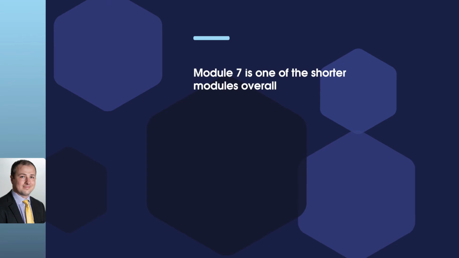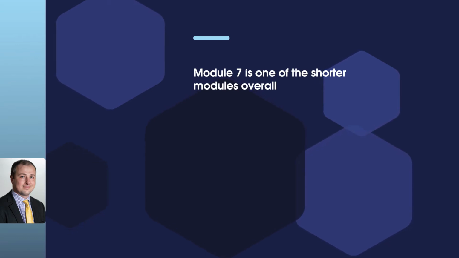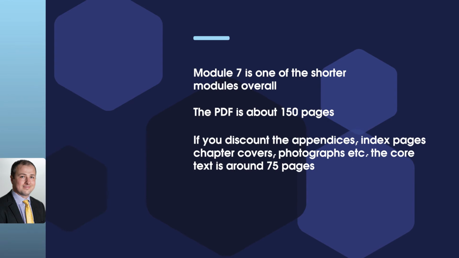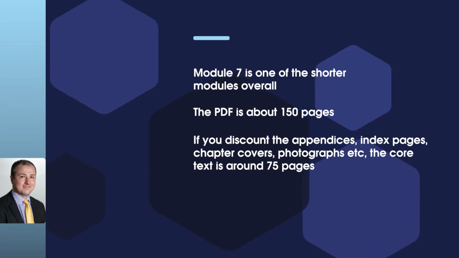Module 7 is one of the shorter modules overall. You'll notice that the textbook is relatively thin compared to some. The PDF is about 150 pages, but if you discount the appendices, index pages, chapter covers, photographs, etc., the actual core text is around half that length, at about 75 pages.